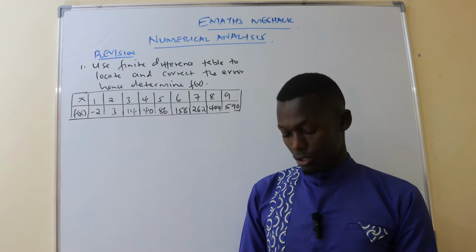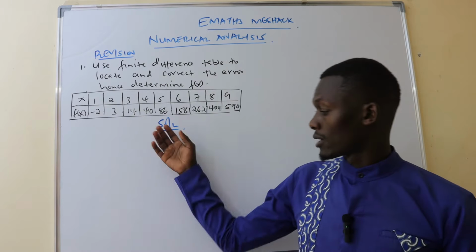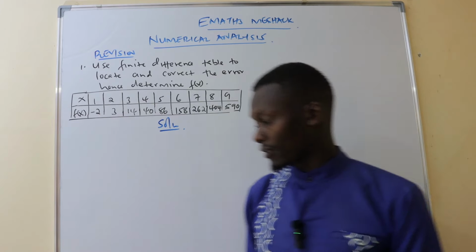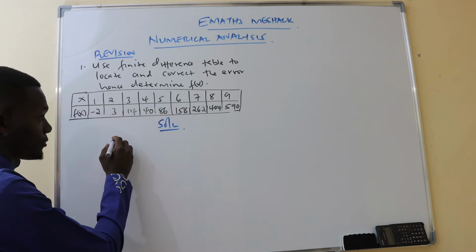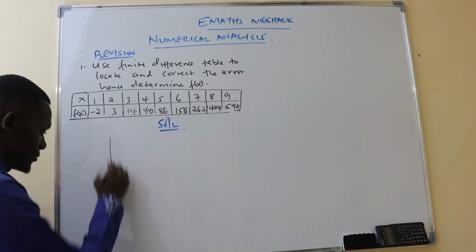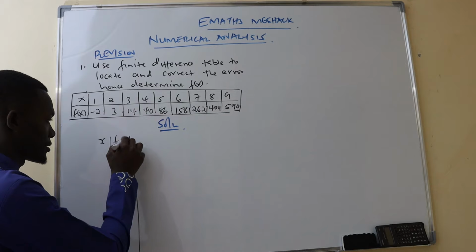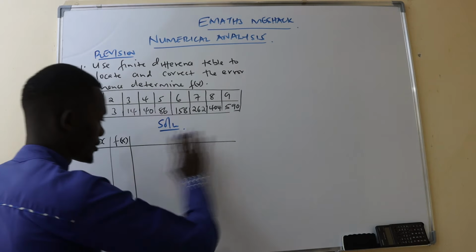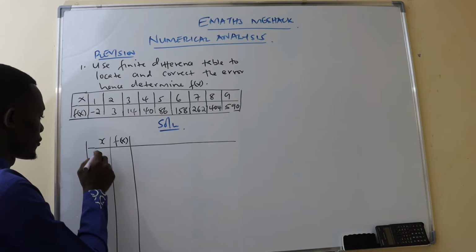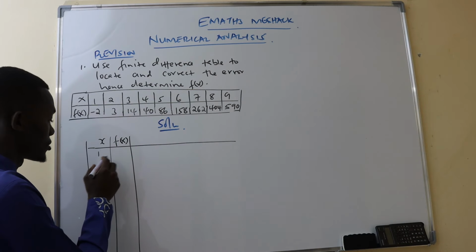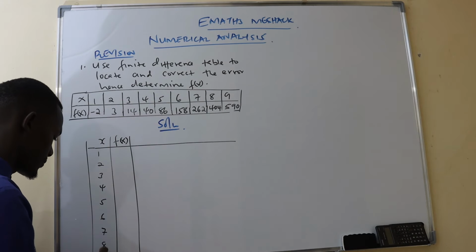So our solution basically will start by making the table, the finite difference table. Okay, so let's have this. We have values of x, we have values of f(x). On this side of the data we shall be having our differences. So our values of x go from 1, 2, 3, 4, 5, 6, 7, 8, 9.